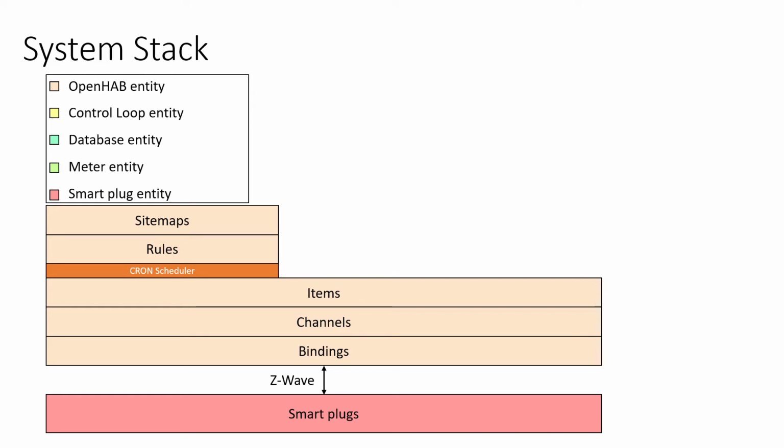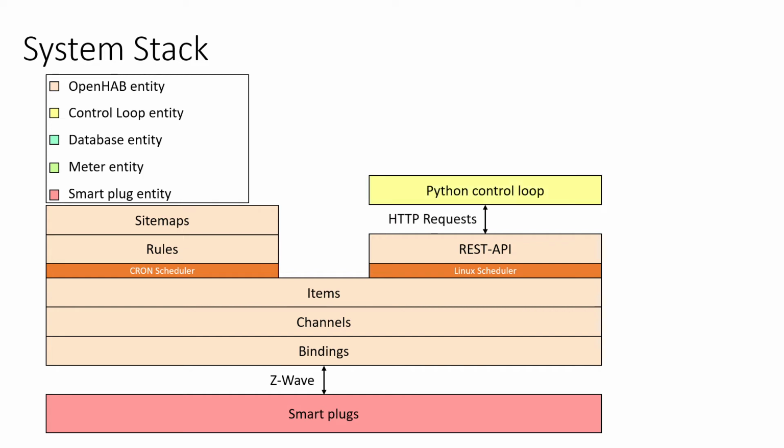Sitemaps are front-end user interfaces OpenHAB provides. OpenHAB also has a pre-configured web server installed with it. The web server has a REST API where external programs can access OpenHAB devices through HTTP requests. This can be used to bypass OpenHAB's rule system.